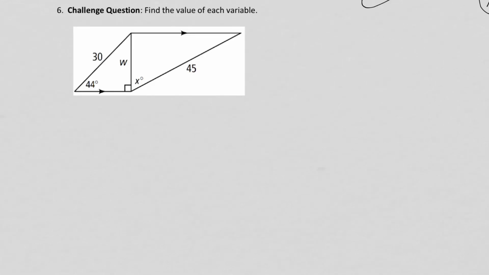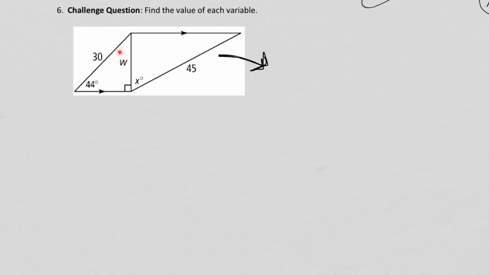Alright, and lastly guys, number 6. This is a challenge question. So in this case, notice how we have this kind of funky image or figure, but if I look at it carefully, I do see here two different right triangles. So I'm going to first redraw this original picture, but I'm going to separate my two triangles. So in this case, before I redraw them, I will first find this shared side, this missing W value.